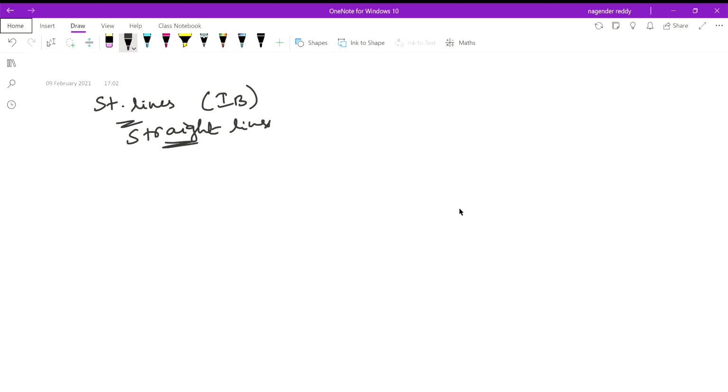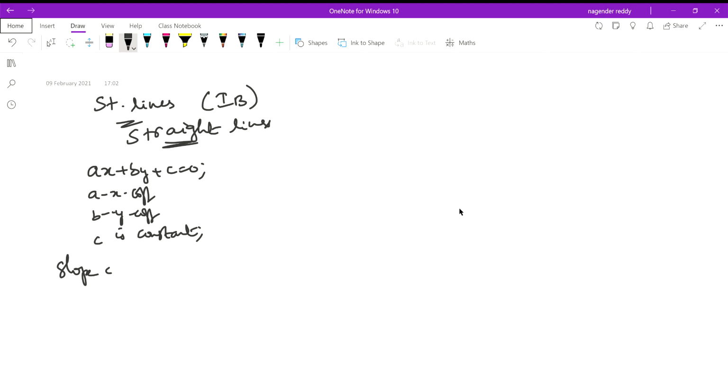Here, the basic form of the straight line is ax plus by plus c is equal to 0, where a is the x coefficient, b is the y coefficient, and c is constant. Next we'll discuss the slope of a straight line.